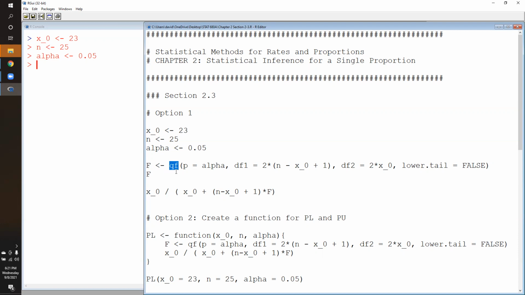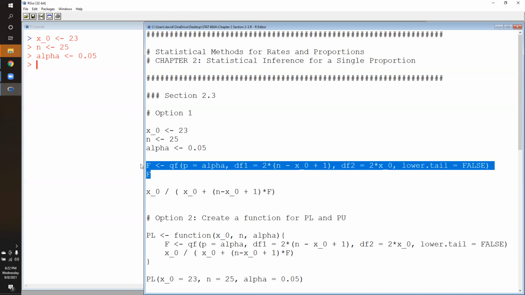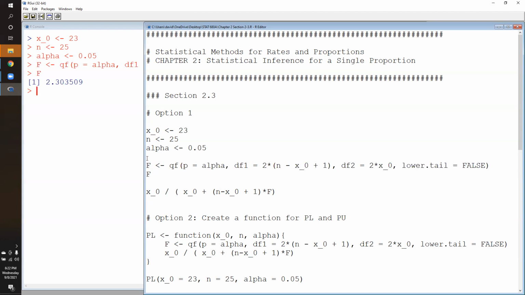So this is similar to using tables, but I find it to be a bit easier in R because I don't have to flip through and estimate degrees of freedom, and the computer will do it for me. I'm also going to tell R lower.tail equals FALSE, because in our book, it says that alpha relates to the upper tail of the distribution, and we want to match that. So the F value we get by using the qf function is 2.30.